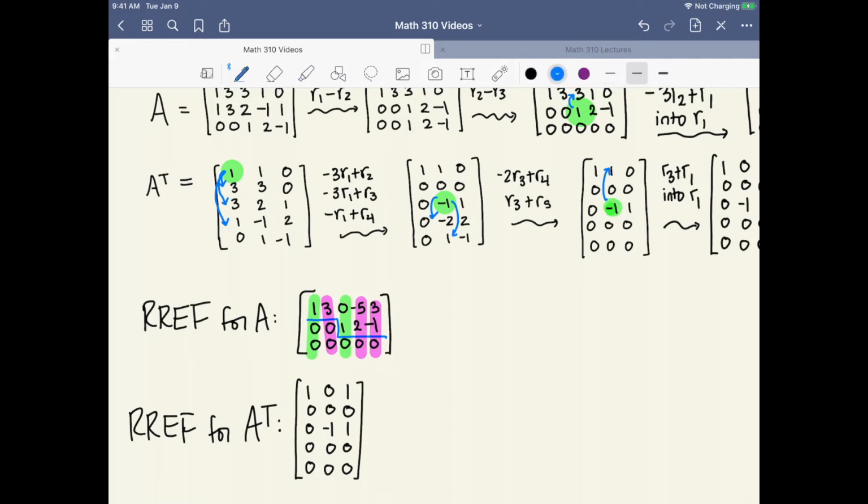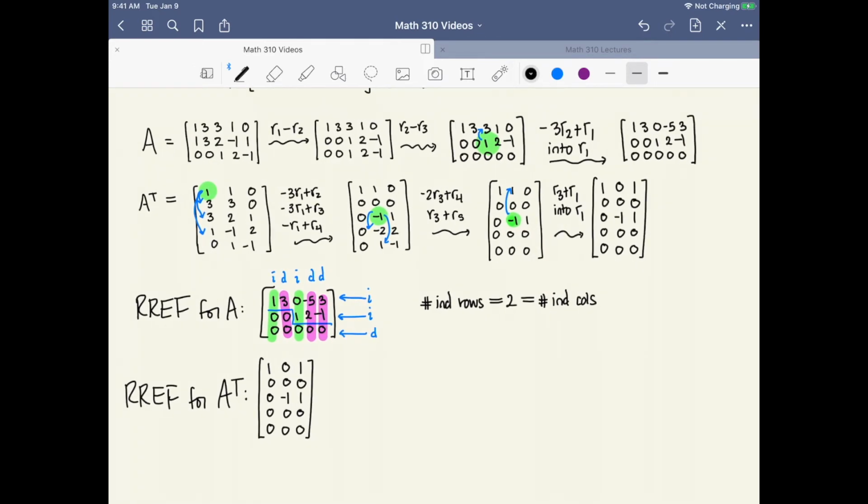Okay. I also have independent rows in rows 1 and 2. The row of zeros at the end is the dependent row. Independent, independent, dependent, independent, dependent, independent, dependent, dependent. And let me observe as I go along that the number of independent rows is equal to 2, and that has to be equal to the number of independent columns, also 2, and this is all equal to the rank. So the rank is 2.